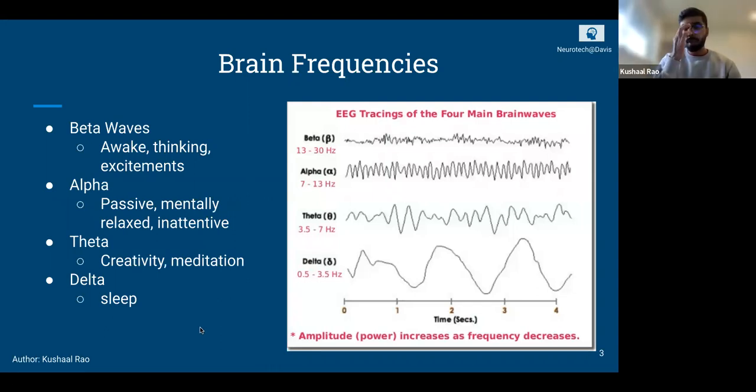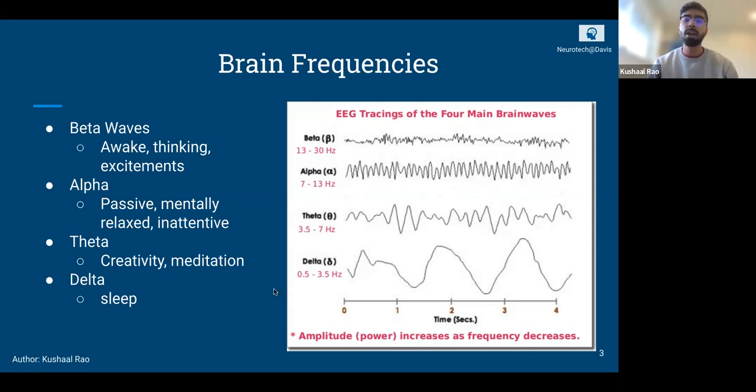So a lot of people, whether they come from a neuroscience background or not, are already familiar with brain frequencies. A lot of people have already heard about alpha waves and beta waves, but what exactly are these frequencies and what do they tell us about what the brain is doing at that particular time? So there are four main frequencies in the brain, and they operate at different frequencies. So you have the beta range, which is 13 to 30 hertz. You have the alpha range, which is 7 to 13, and so on and so forth, as you can see on this image.